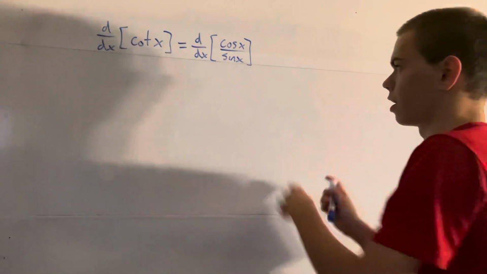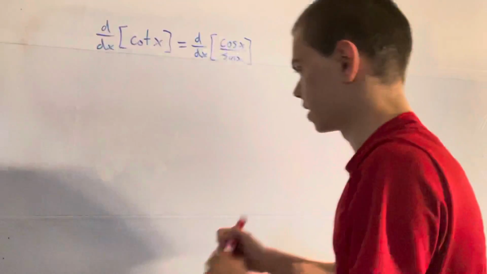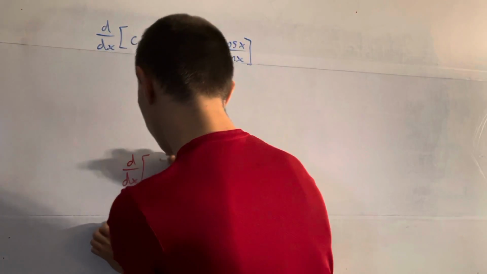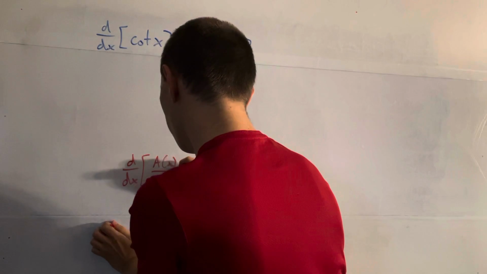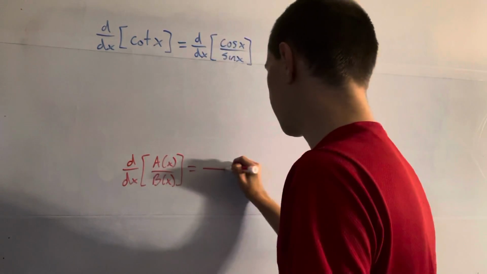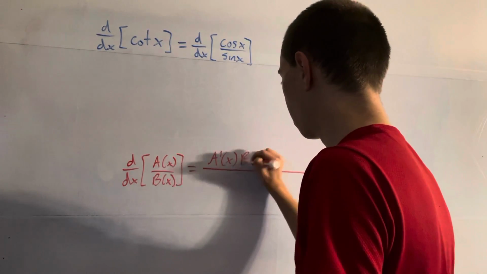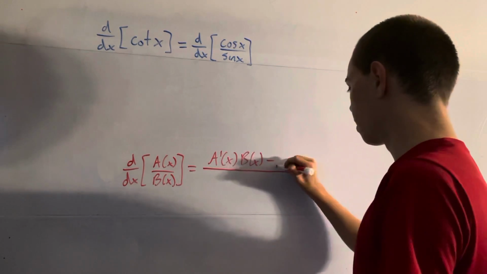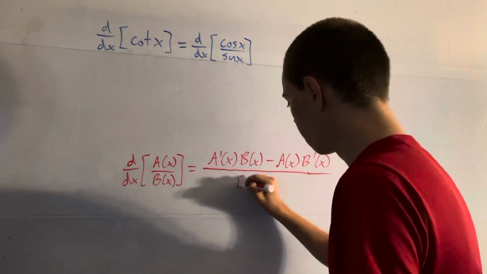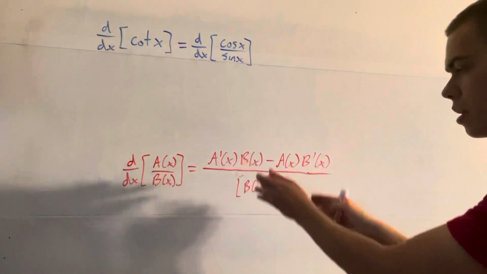Now notice what's going on here. For this case, we would be using the quotient rule. And we know what the quotient rule is. It's basically if we take the derivative of, let's just say, a of x over b of x, then what this is going to be is a prime of x, b of x, minus a of x, b prime of x, all over b of x squared. We already know this, right? This is just the quotient rule.